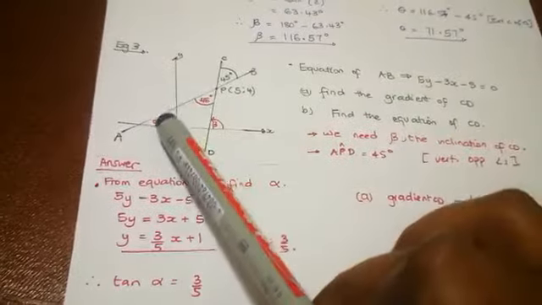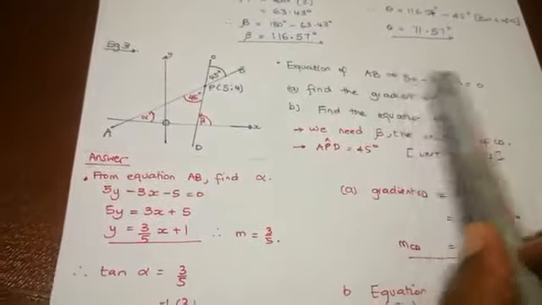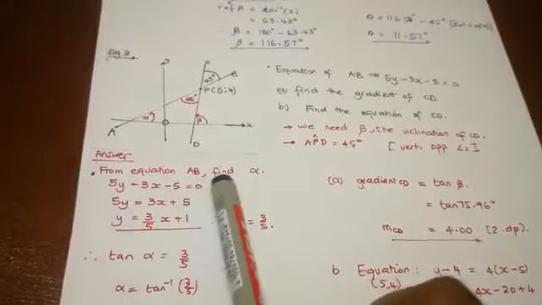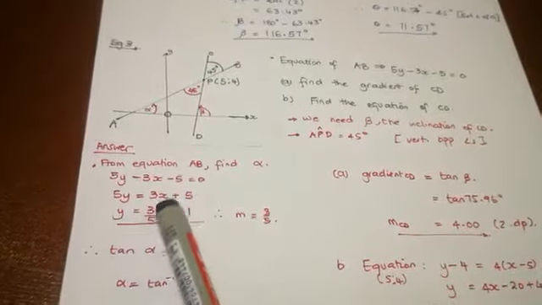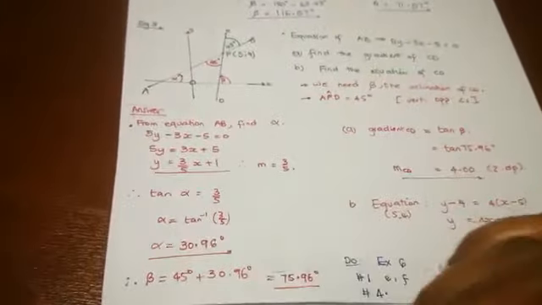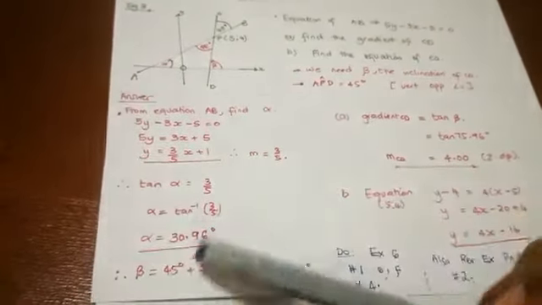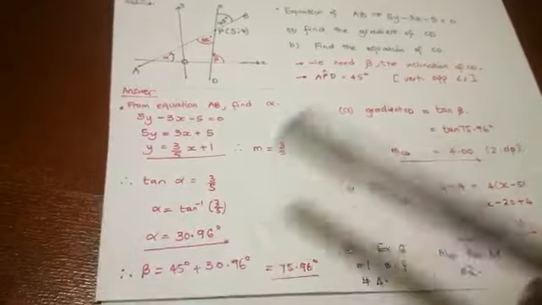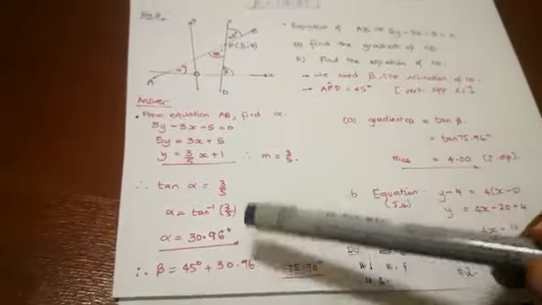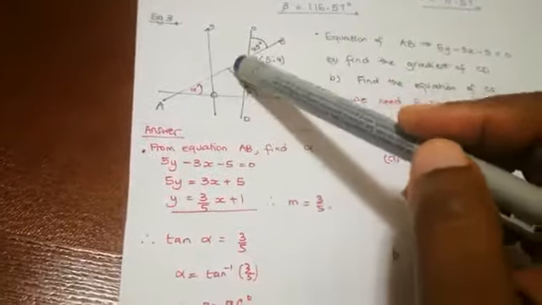Then now I can start answering my question. AB, I can find the inclination of AB using the equation. Okay, so I first fix the equation. It gives me y equals 3 over 5x plus 1, and then the gradient is 3 over 5. Then I can find the alpha there. So alpha is 30.96, and that means now beta, the exterior angle, is therefore going to be 30.96 plus 45, and then I get the beta.